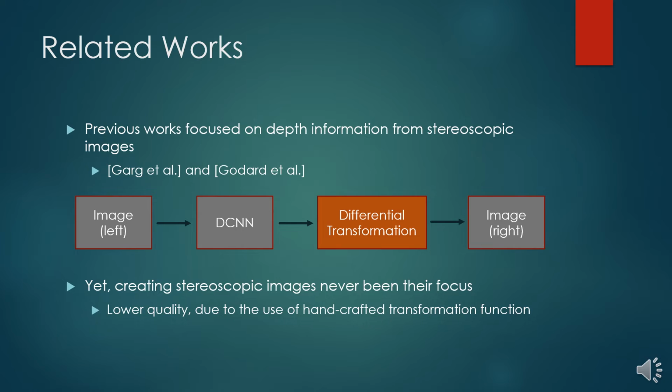However, because they introduce this unsupervised handcrafted differentiable transformation, typically the quality of the generated image will not be as good as a dedicated DCNN model that can generate a stereoscopic image right from the start.